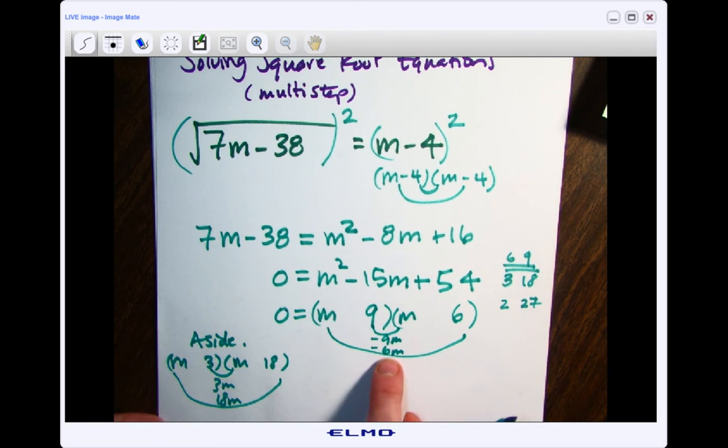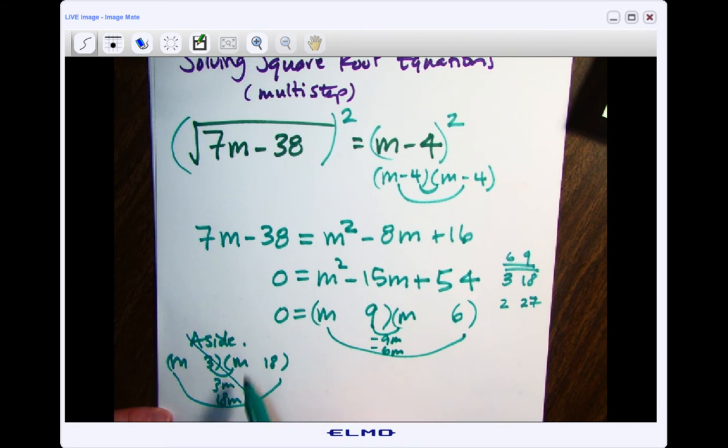Okay, so I know that it's the 9 and the 6 and not this one. There are not two answers to this. This does not work. Everyone see what I'm talking about?